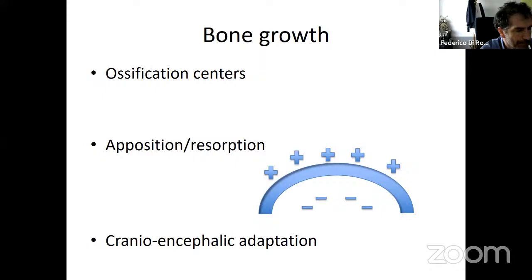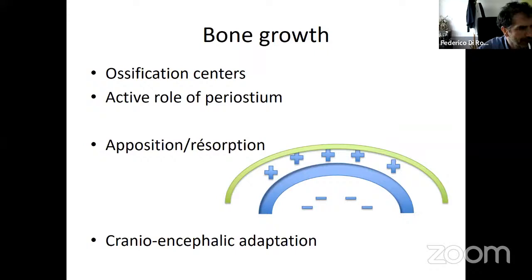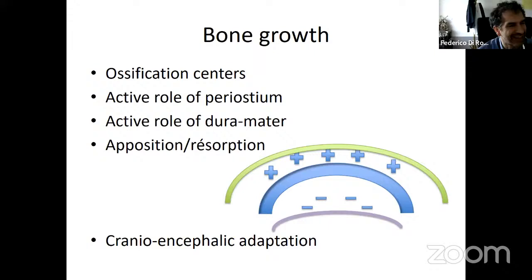Again, the brain will push the bones, the inner part of the bone will be resorbed, and a new layer will come on top, and so you will have progressively an increase of the size of the skull. But as you understand easily, at this point there is not much question of shape, but just that of volume adaptation. And at that time, again, the role of the periosteum, the role of the dura mater, is essential.